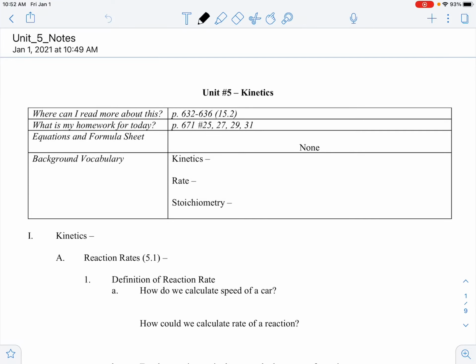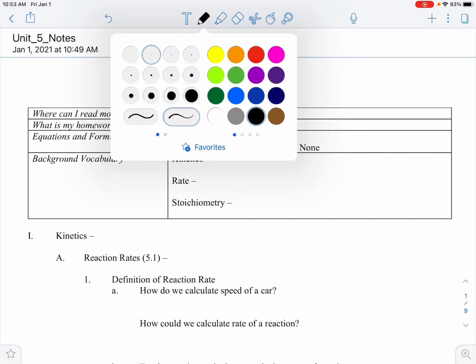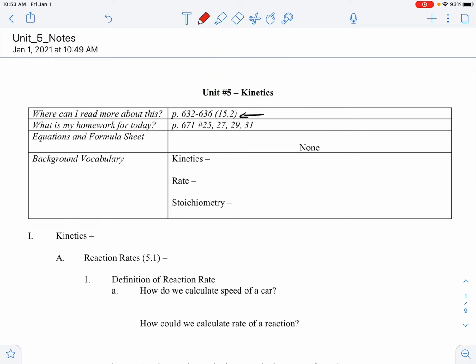This is kinetics, all right? So we are talking about kinetics, which I don't believe you've probably had a lot of background on. So please make sure you do the background vocab. And remember that you can find more information about kinetics right here in 15.2. You could read 15.1 as well. There's a little story about a lizard in there. It's actually kind of cool and also kind of cruel. So, yeah. So let's jump into kinetics.